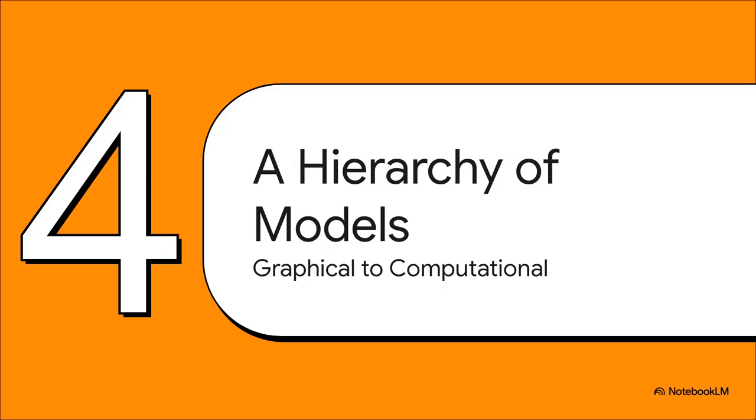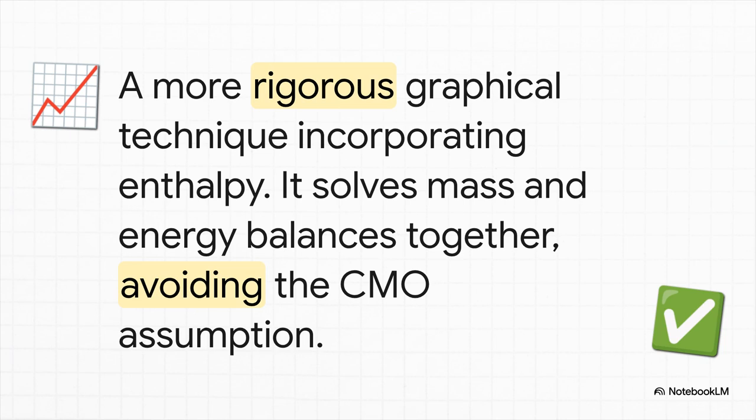And this naturally leads us to a kind of ladder of different distillation models. Each model on the next rung up strips away an assumption from the one before it, adding another layer of rigor, and usually a whole lot more accuracy. So, stepping up one rung on that ladder, we get to the Ponchon-Savarit method. This is another graphical technique, but instead of ignoring the energy balance, it tackles it head-on by using an enthalpy concentration diagram. This allows it to solve the mass and energy balances together for each stage, which means it doesn't need to assume CMO at all.